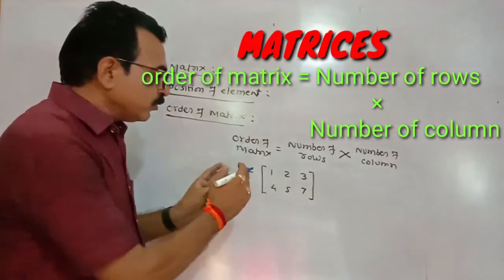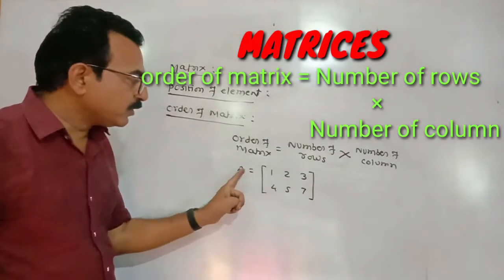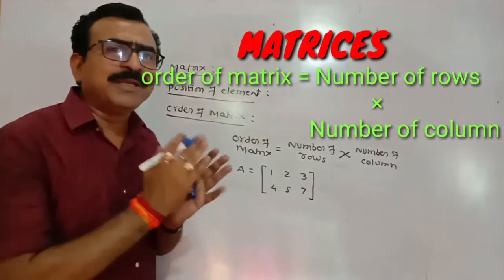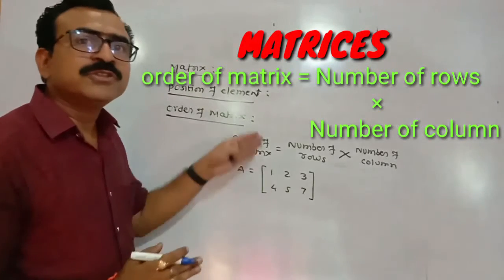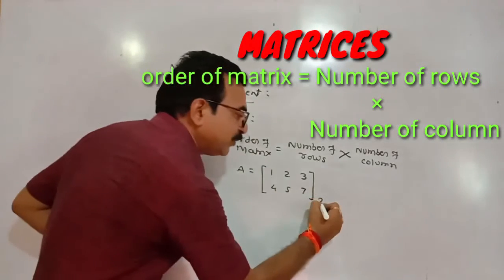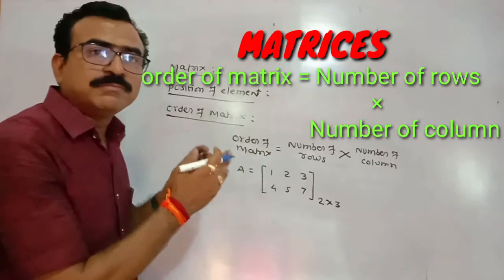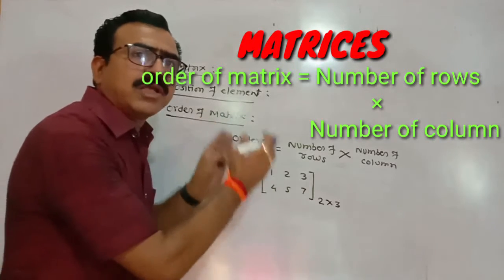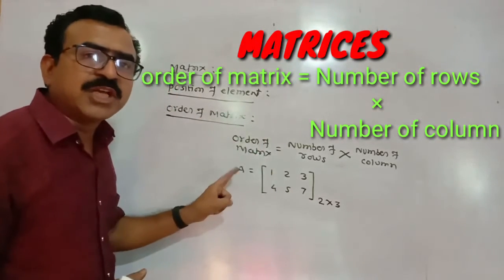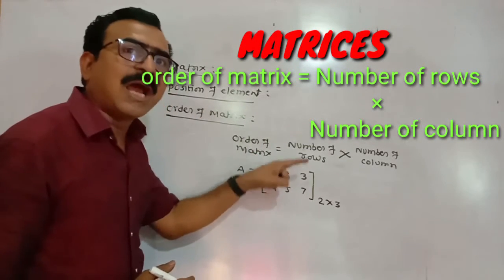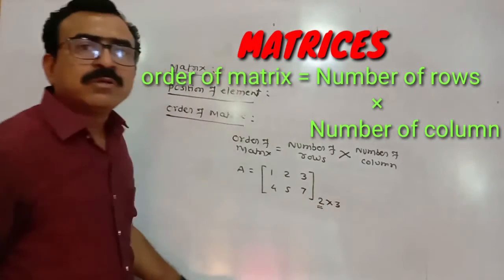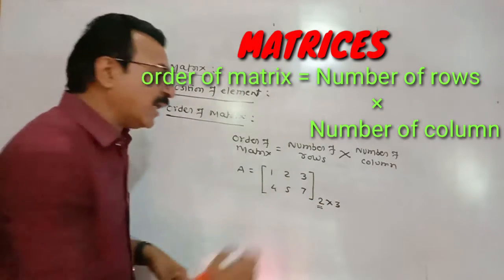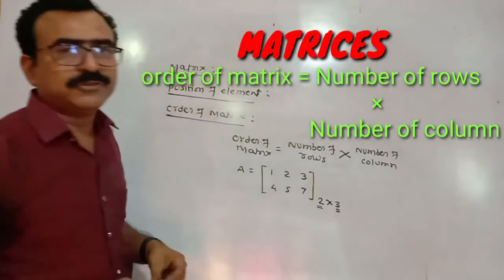So friend, this matrix A has how many rows? 2 rows. And how many columns? 3 columns. So its order is 2 by 3. Means while writing the order of any matrix, initially check the number of rows and then check the number of columns. Now write down the number of rows initially and then write down the number of columns.